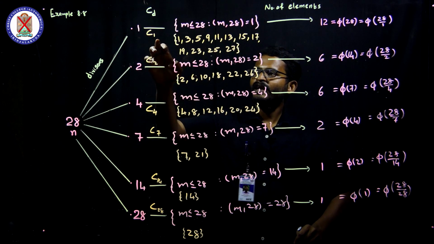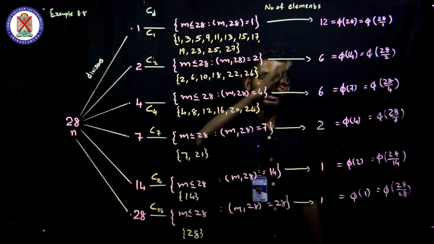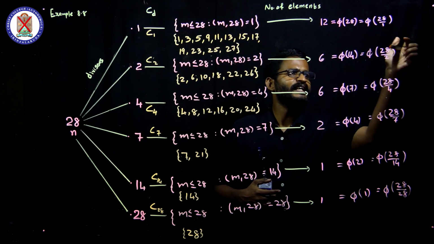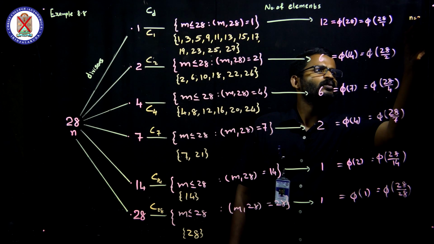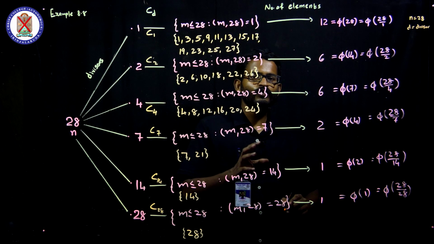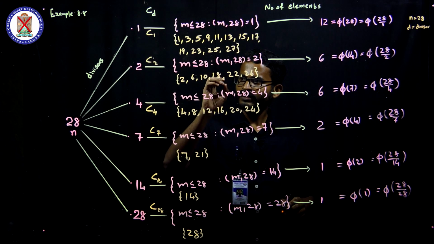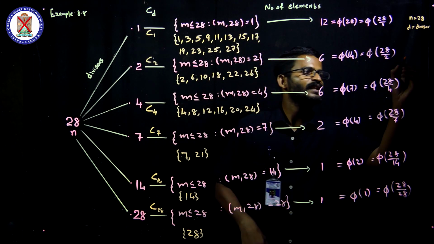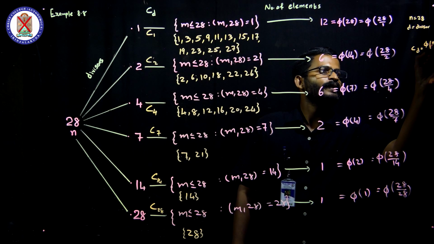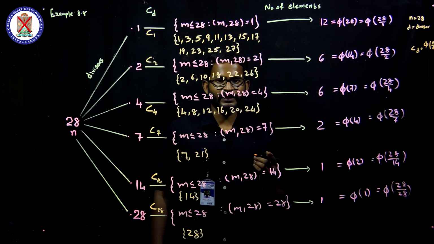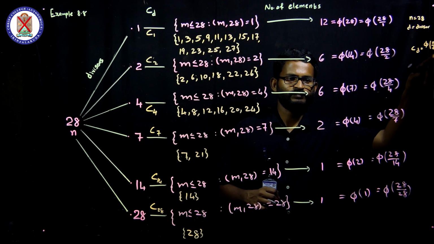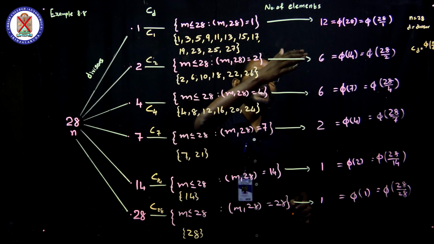That is, for each class, if I denote this 28 as n, and the divisor as d, n is equal to 28, d is the divisor, the number of elements in class CD is equal to phi of n by d. Is it clear? That is, the number of elements in CD is equal to phi of n by d. D is the divisor. And now I am going to add all these elements.